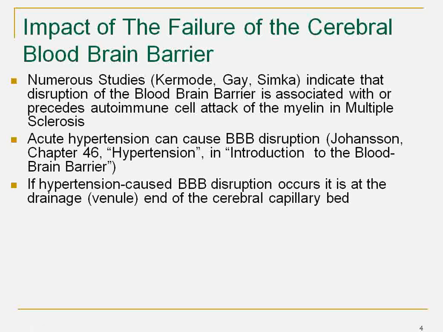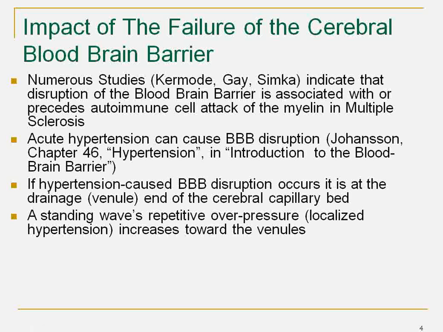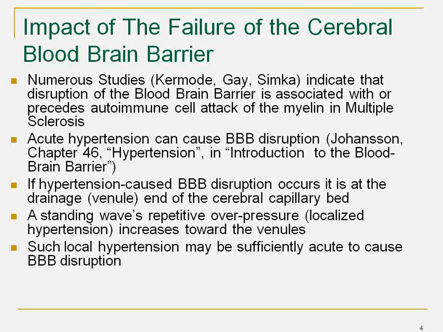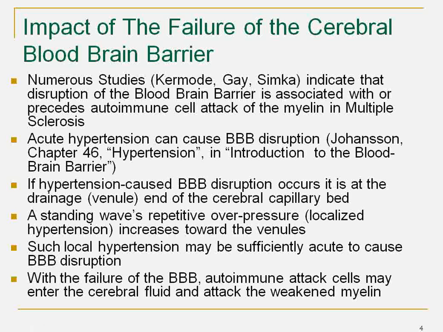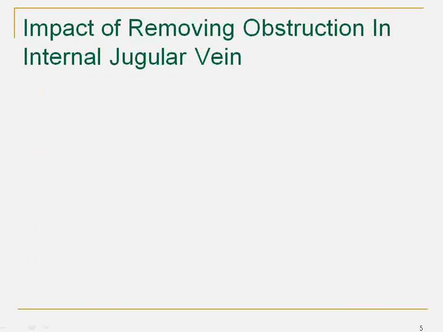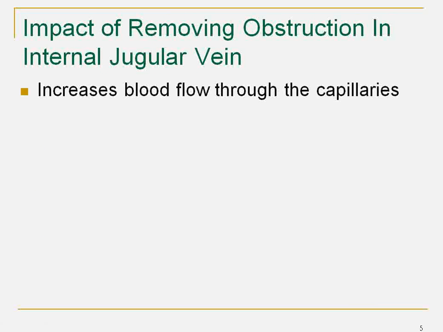And if a local hypertension caused disruption occurs in the barrier, it would in fact be at the drainage or the venule end of the capillary bed. That also has been scientifically observed. The physics of fluid dynamics here predicts that the standing wave's repetitive overpressure is going to increase towards the venules. And it may be that such local hypertension is sufficiently high or acute to cause a disruption in the barrier. And with a failure of that barrier, the autoimmune attack cells may enter the brain and attack the weakened myelin.